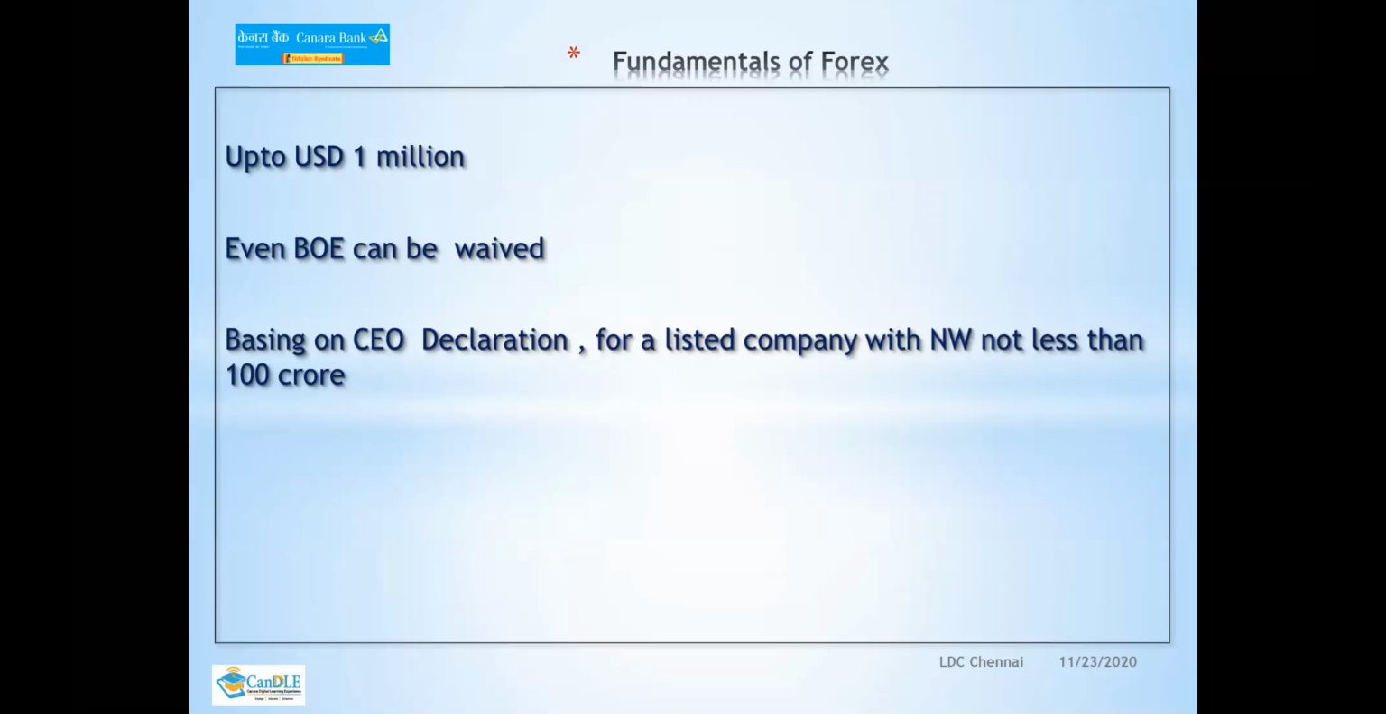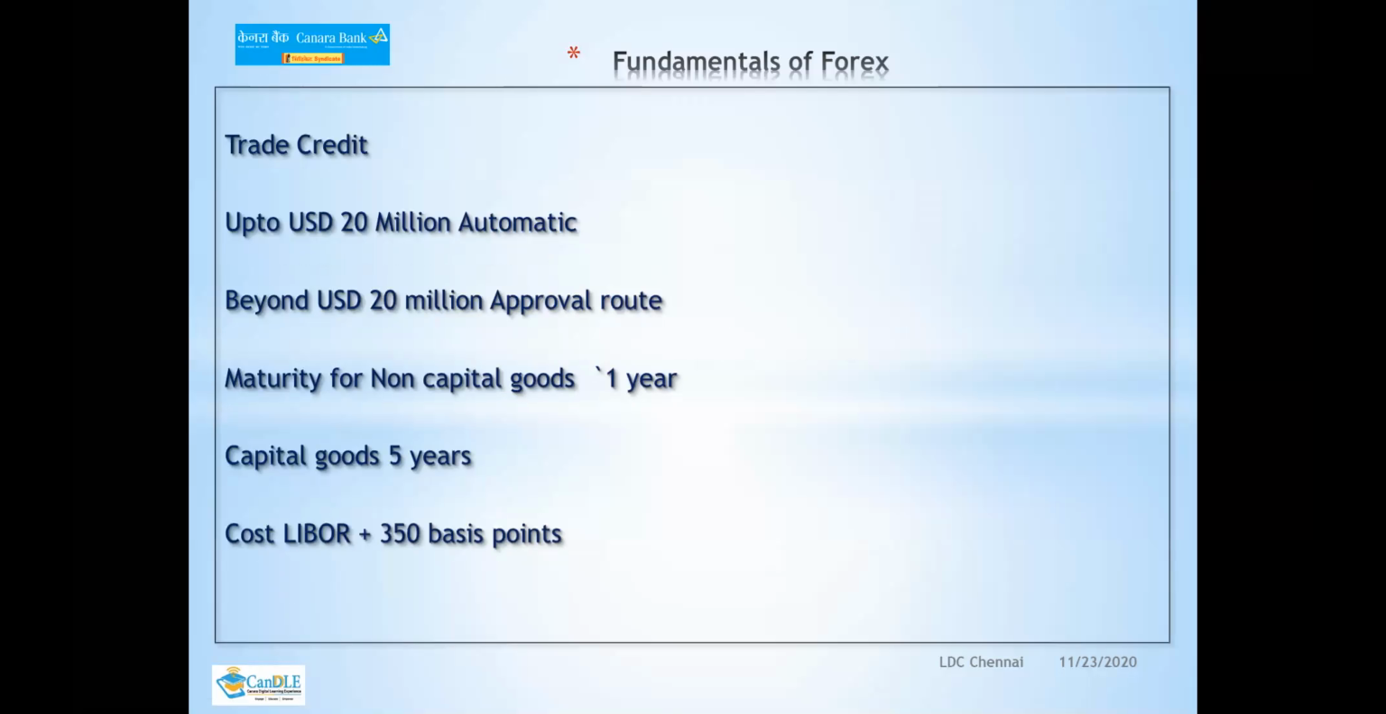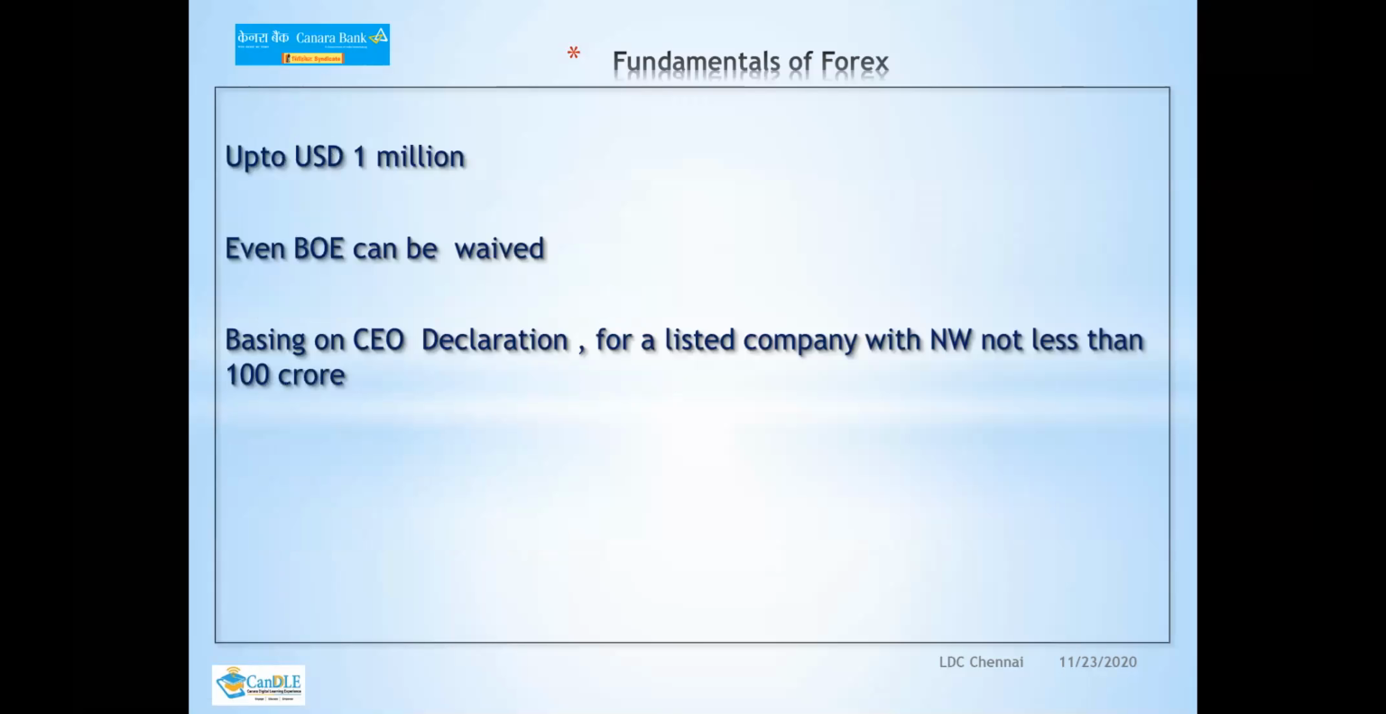This is about trade credit. Understood? 20 million automatic. Then, whether I can waive bill of entry filing. I told you, for all imports where outward remittance is made, bill of entry is mandatory in the IDPMS package. You have to map the bill of entry for all outward remittances made. Suppose the party has made an outward remittance for 1 million. It is not in a position to submit the bill of entry. Import has taken place. Whether I can waive bill of entry submission?